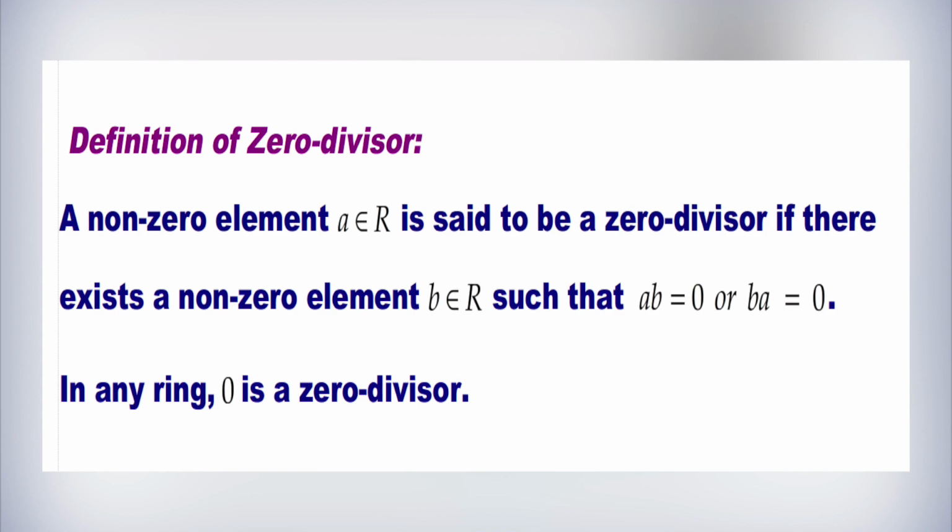Any element A in R is said to be a zero divisor if there exists a non-zero element B belonging to R such that AB equals 0 or BA equals 0. In any ring, certainly 0 is a zero divisor according to our definition. Next, let us see some examples of zero divisor.